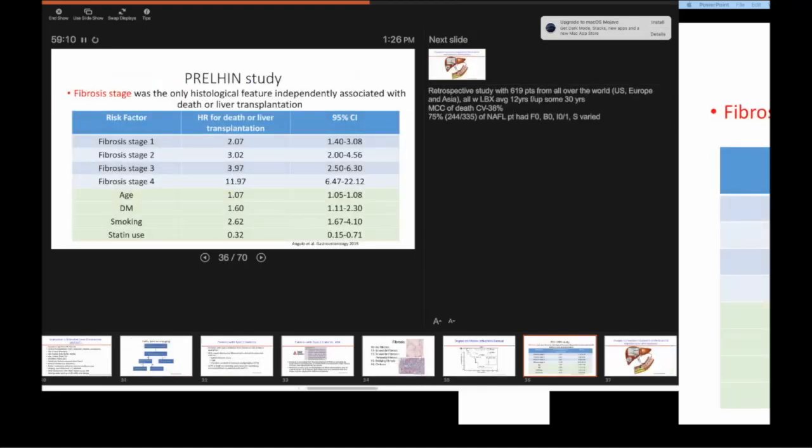The prevalence study was a really nice study done by Dr. Angulo, and he was trying to look at all these different histological features and other parameters to understand what was important, what led to death or liver transplant in our patients over time. Some of these people were followed out to 30 years, and it was a good cohort from all over the world, from North America, South America, Asia, etc. And what they found was, out of all those things I told you, ballooning, inflammation, steatosis, the fibrosis is what really mattered, okay? And the greater the degree of fibrosis, the higher the hazard ratio for death or liver transplantation, okay? Age also came out. Diabetes and smoking were also related to death or liver transplant. The only thing that was protective was statin use, okay?